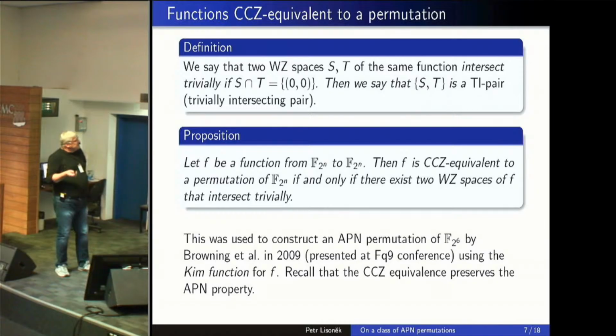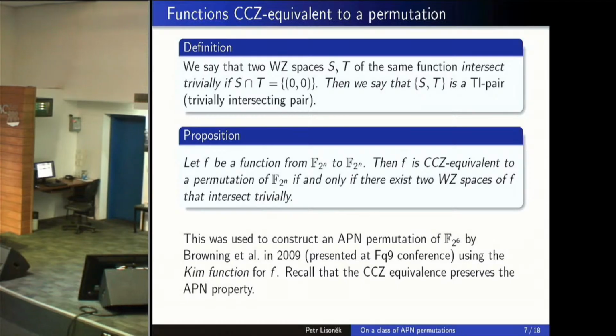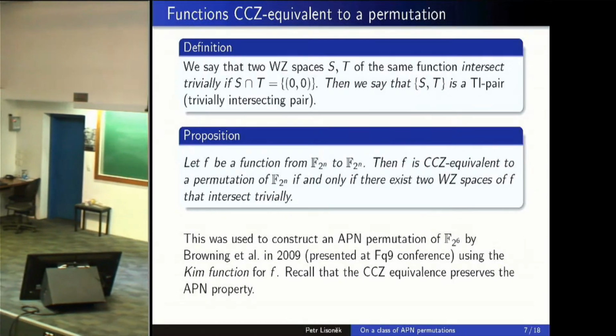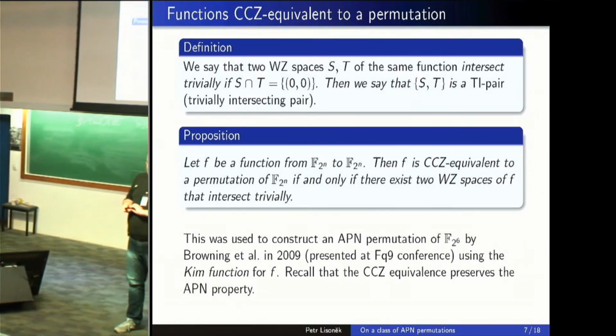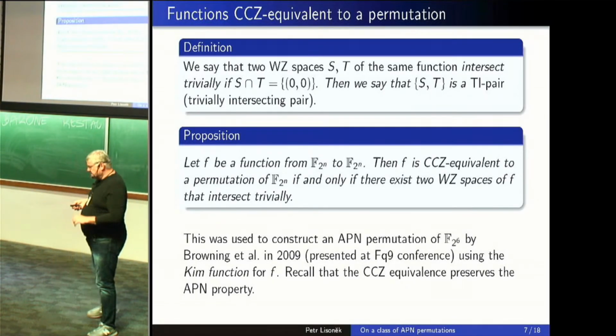That if you have a function for which you possess two trivially intersecting Walsh zero spaces, then this proposition is actually constructive. If you have those two spaces in your hands, you can find a permutation that's CCZ equivalent to that original function f. The CCZ equivalence was defined yesterday by Seham.